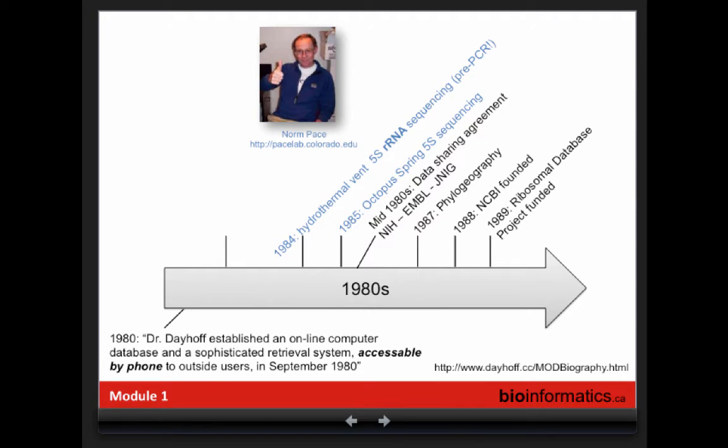In the late 80s, NCBI was founded and the Ribosomal Database Project, the RDP, was also funded back then and still exists, still functions to date, although taking on quite a different challenge of managing a large amount of ribosomal RNAs, most of them from unknown organisms to date.